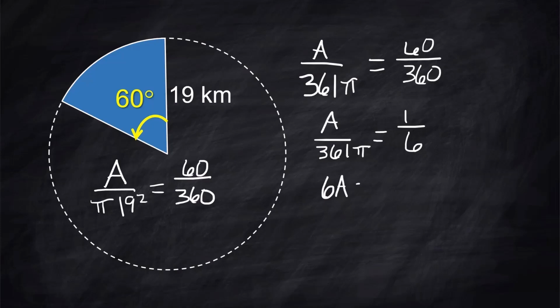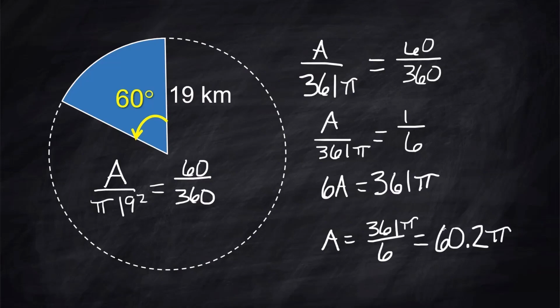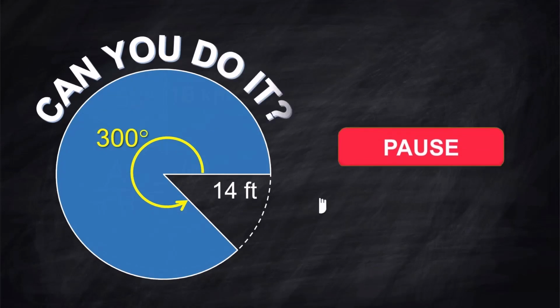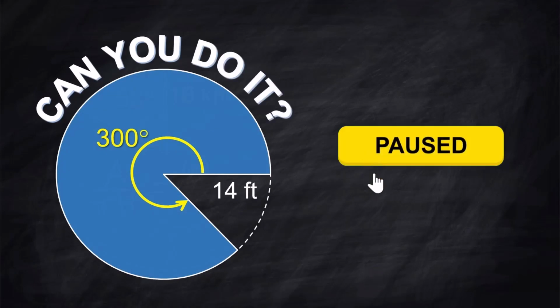When we cross multiply, we get 6a equals 361 pi. We're going to divide both sides by 6. That's a good answer, 361 pi over 6. But if you need to go a little bit farther, we have 60.2 times pi. This one is for you. Pause the video and then come back here to see the worked out solution.